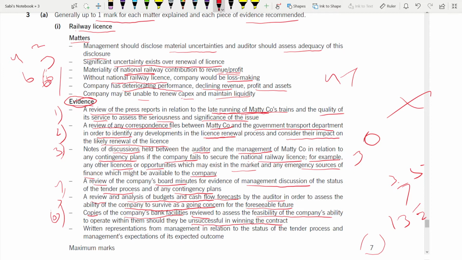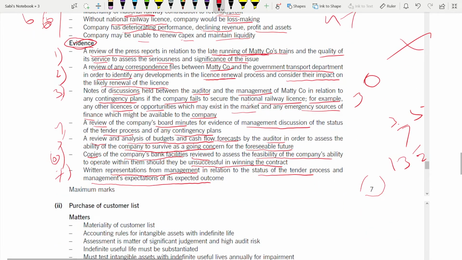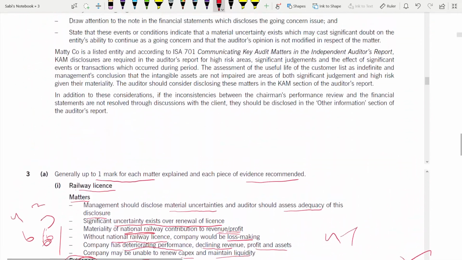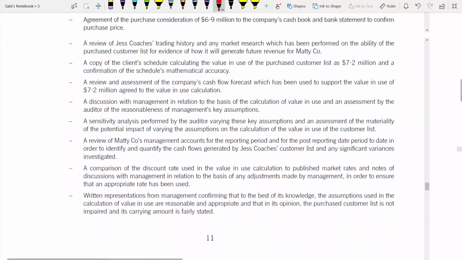And number 7, written representations. This is also very useful evidence that you can use in almost many answers, in relation to the status of the tender process again, and also the management's expectation of its expected outcome. You see? So let us now go to the answer and see.